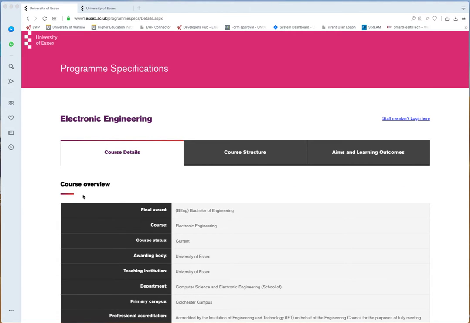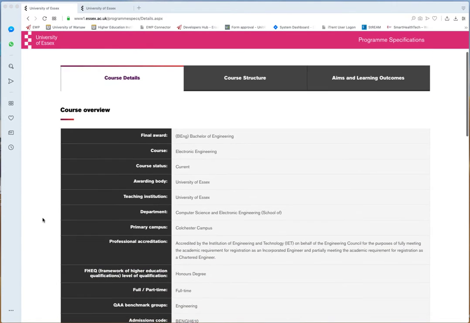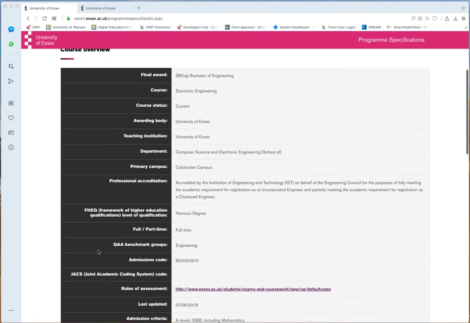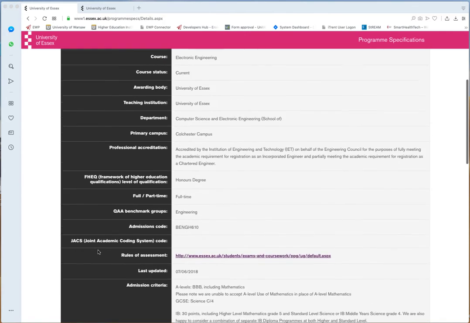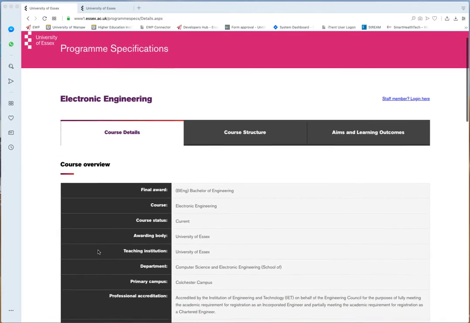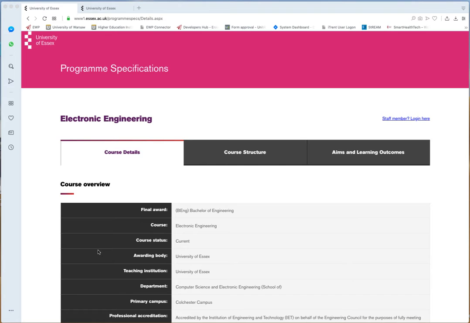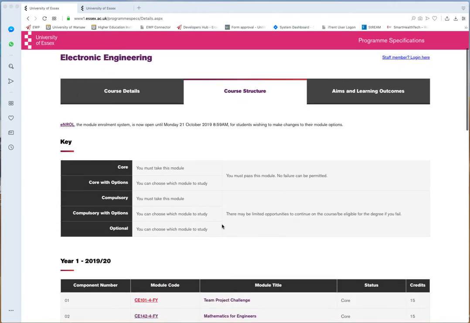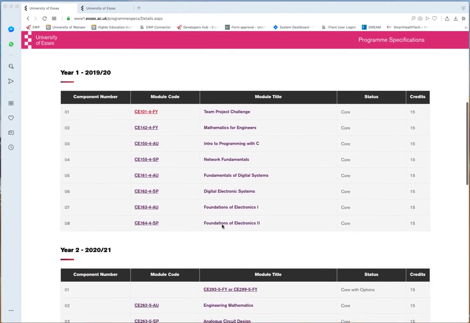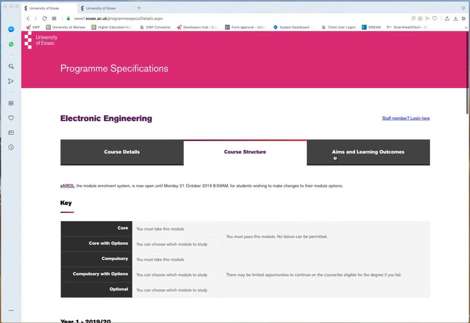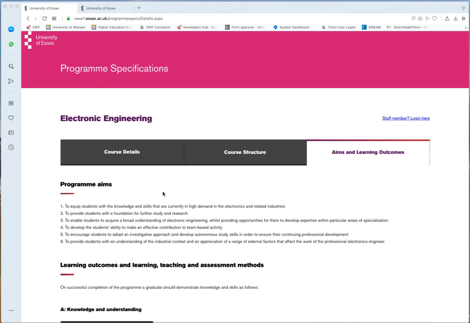So having chosen this degree program, I can look at its program specification, and you can see here that there's an overview with a certain amount of information on it, things that are mainly useful for anybody wanting to understand how the degree is put together. We have a course structure section which tells you what happens in the different years, which modules are present, but from our point of view there are the aims and the learning outcomes.